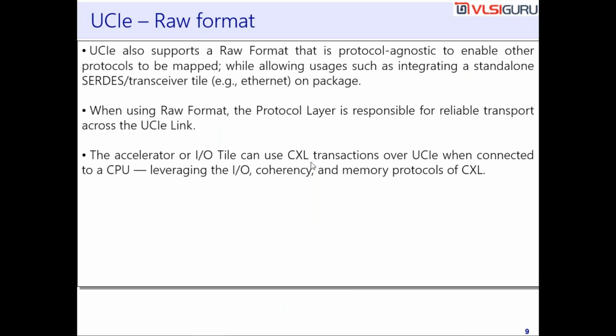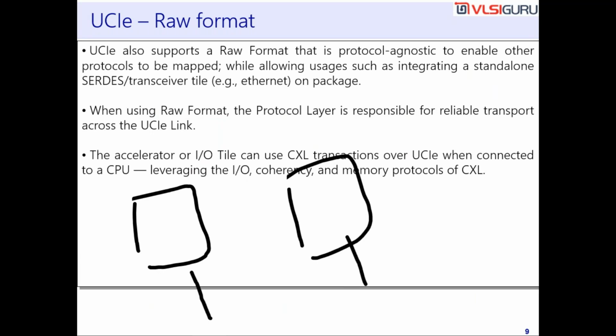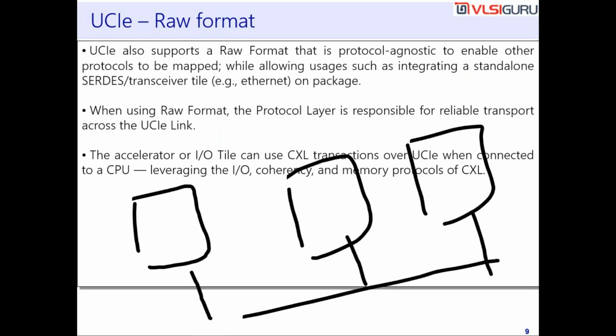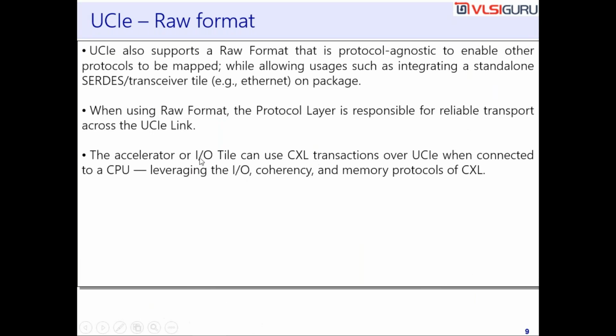It can use CXL transactions over UCI Express when connected to the CPU, leveraging the IO coherency and protocols of CXL. That means I can have the CPU implemented using UCI Express, the accelerator implemented as UCI Express, and IO implemented as UCI Express. They are all connected using UCIe. So I don't need to use the PCI Express link. I can connect all of them through UCIe. That still gives me a lot of power efficiency and performance also. So it is telling how it all can be done.